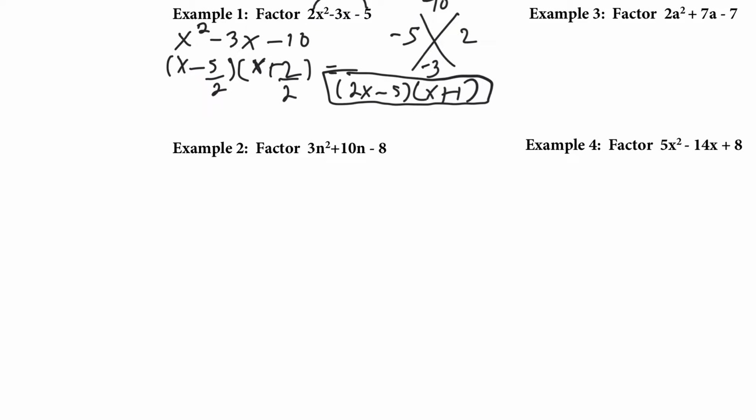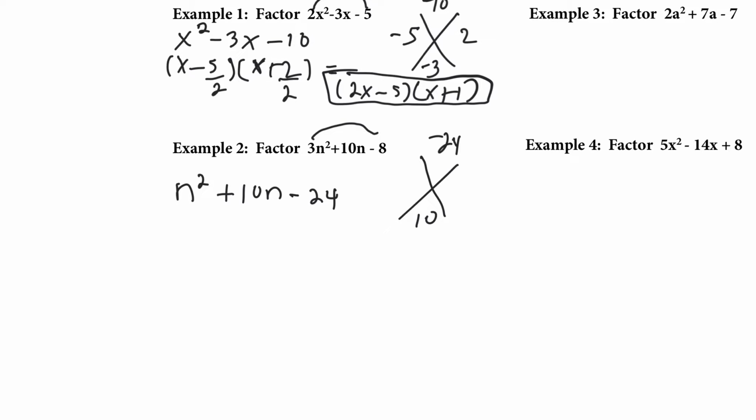Now we have 3n squared plus 10n minus 8. Remember, you're going to multiply 3 times negative 8. And 3 times negative 8 is negative 24. And your middle number, or the middle coefficient, is 10. So you have n squared. You notice the 3 is on the side. Plus 10n minus 24. So you got to give me the factors of negative 24 that will give you 10n.